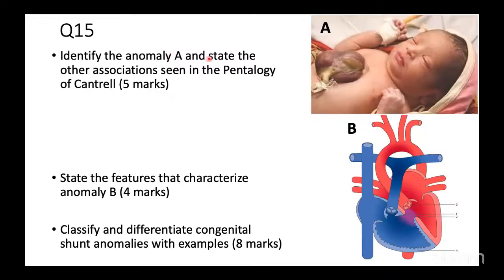All right. Question 15. Identify the anomaly A and state the other associations seen in the pentalogy of Cantrell. Part B, state the features that characterize anomaly B, and then part C, classify and differentiate congenital shunt anomalies, giving examples. Okay, so take a minute and then see if you can figure this out.